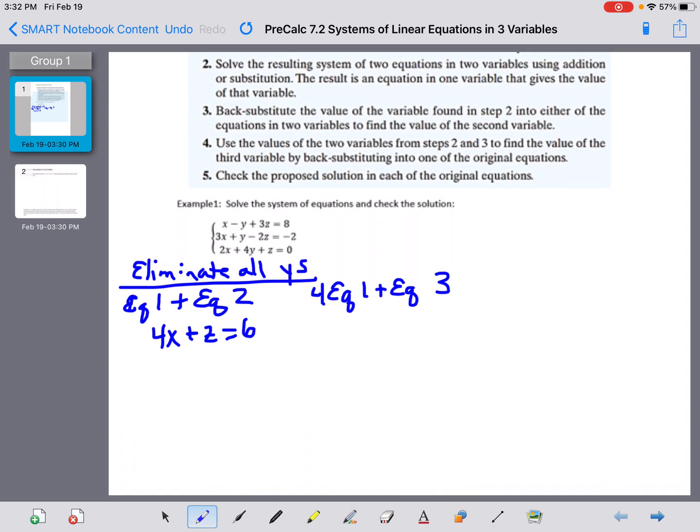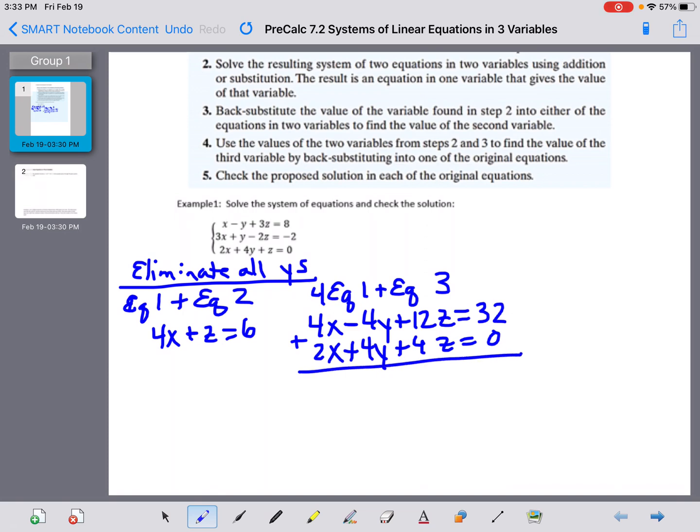So on my top equation, 4 times x is 4x. 4 times negative y is negative 4y. 4 times 3z is 12z. And 4 times 8 is 32. You have to multiply everything in there by that number, not just the term you want. I'm going to put it with equation 3, which is 2x plus 4y plus 4z equals 0. And I'm going to add my 2 equations together. That gives me 6x, my y's cancel, gives me 16z equals 32.